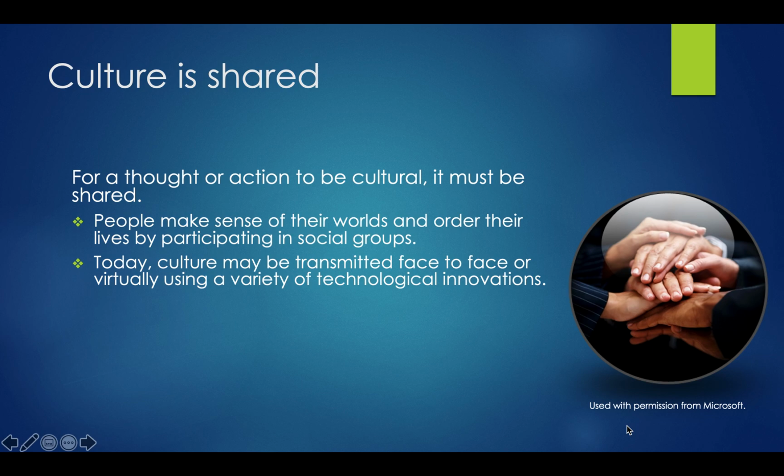Today, culture may be transmitted face to face or virtually using a variety of technological innovations. How many of you have had to do any Zoom meetings, for example, during the quarantine process, right? That's a way of giving us face to face contact without actually being face to face. It's a poor substitute, though.